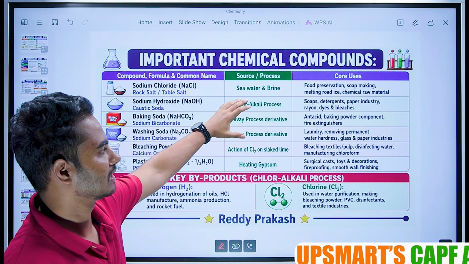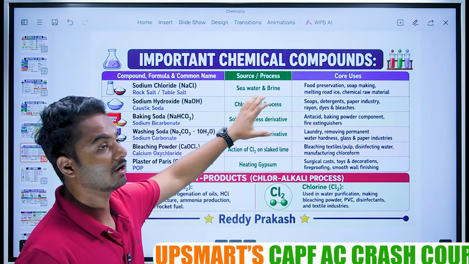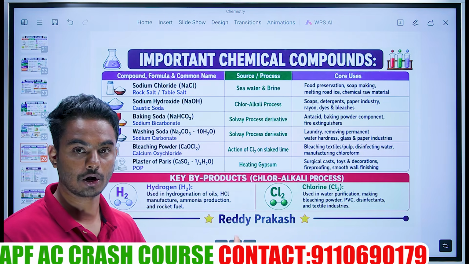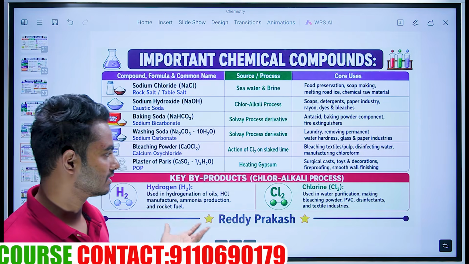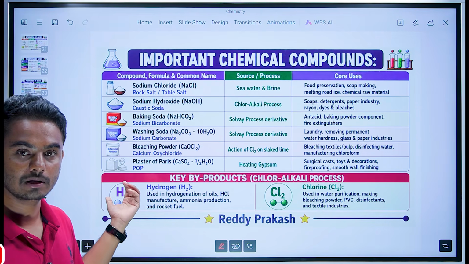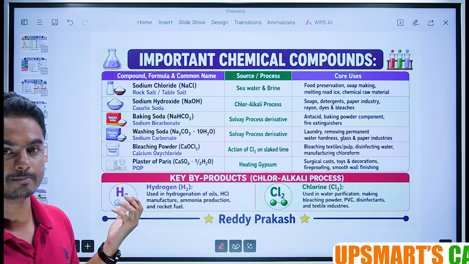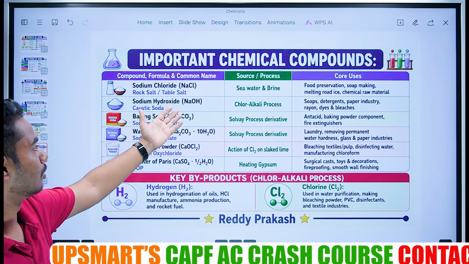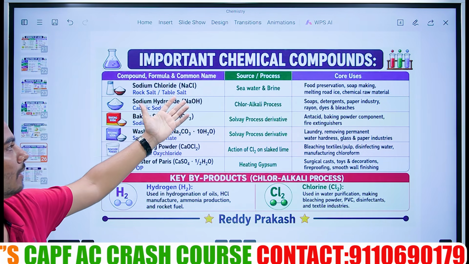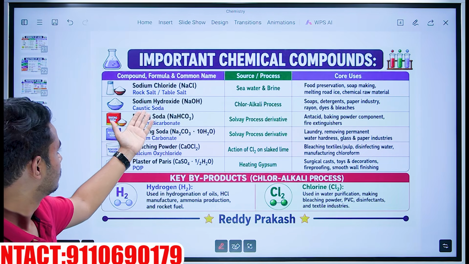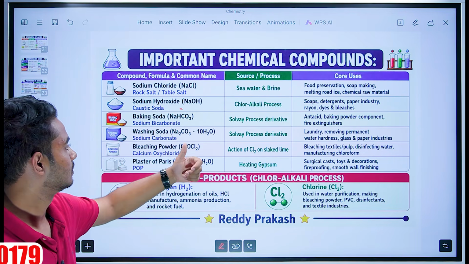Now a few of the important chemical compounds should be studied by yourself. For those who didn't join our course, you can take a screenshot of this and study it. Make sure you keep your screen at least 1080p so that it is very clear. Okay. Sodium chloride, it is rock salt or table salt. The uses of it. Sodium hydroxide, the uses.